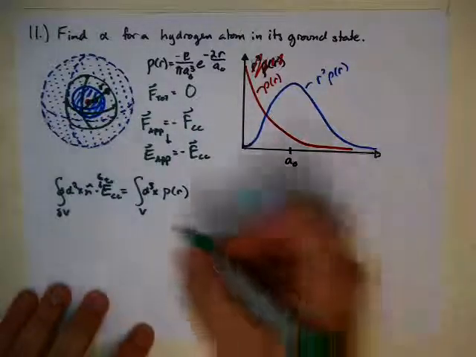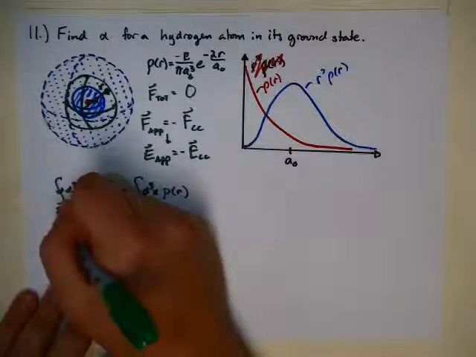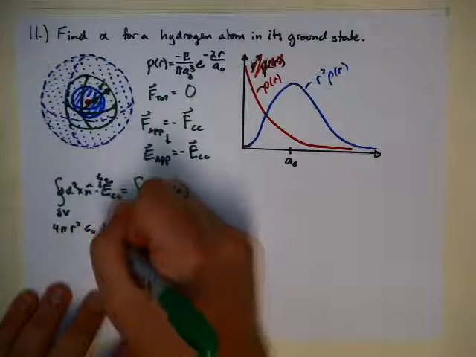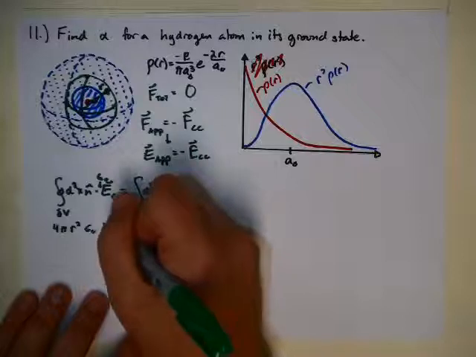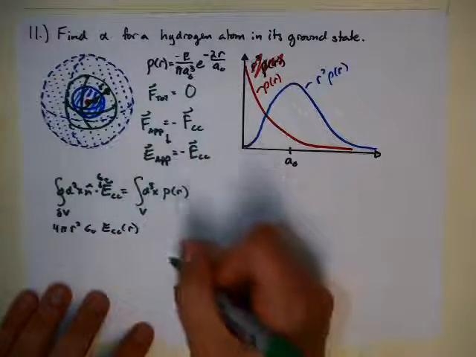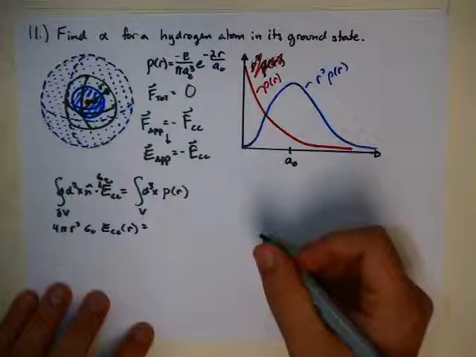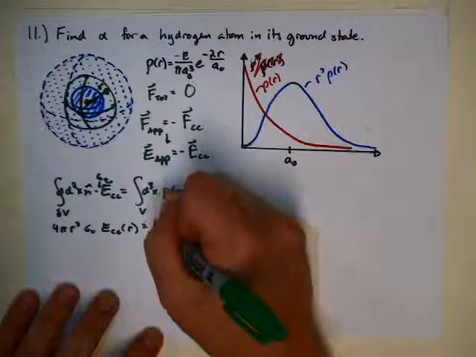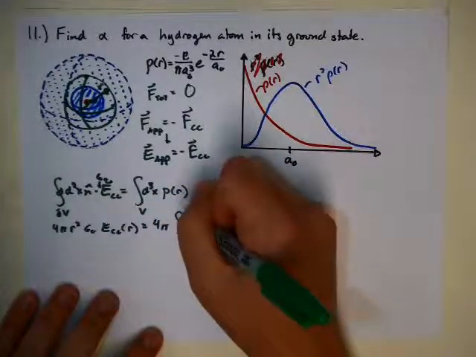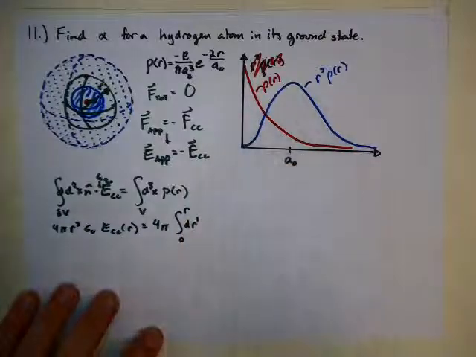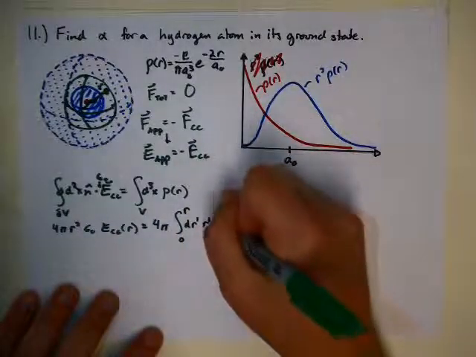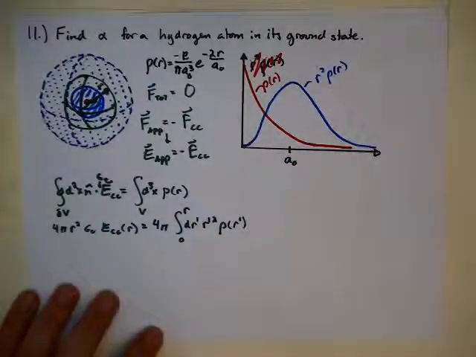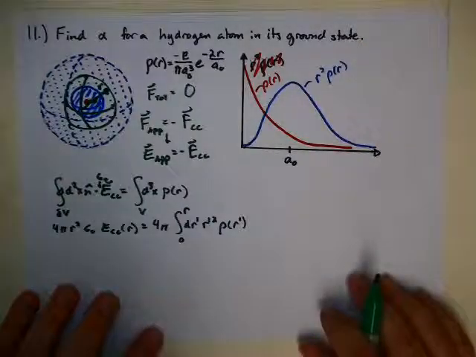In our case, this is actually pretty simple. We've got high symmetry here, and so this is simply going to be the surface area 4 pi r squared times epsilon naught times the radial component of the electric field due to the charge cloud at a distance r, which is equal to 4 pi times the integral from 0 to r of dr prime, r prime squared rho of r prime. Here again you see this r squared rho type of stuff, and that's why this a naught is interesting.